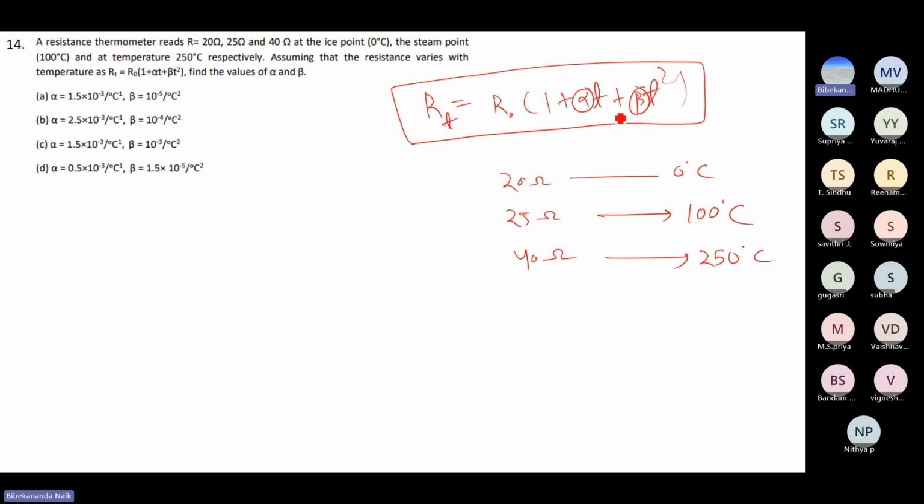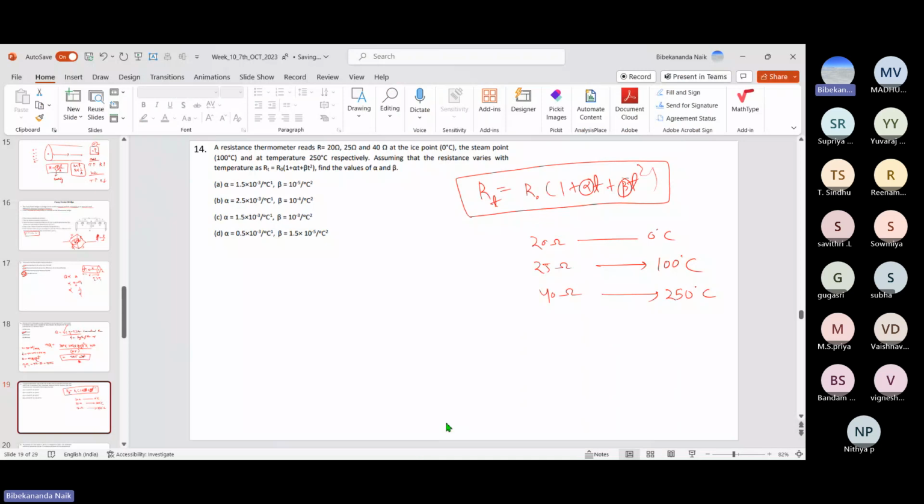So I request everyone to try it and we will discuss it. I request everyone to solve it and tell me what will be the correct option in this case. I already explained to you how to calculate it. You just put the values of the resistance and temperature. There will be two equations and the unknowns are also two. So when you solve the two equations, you will find the value of alpha and the value of beta.